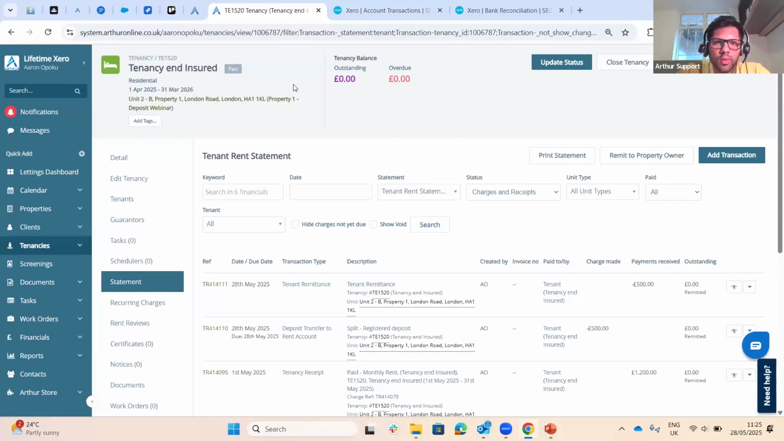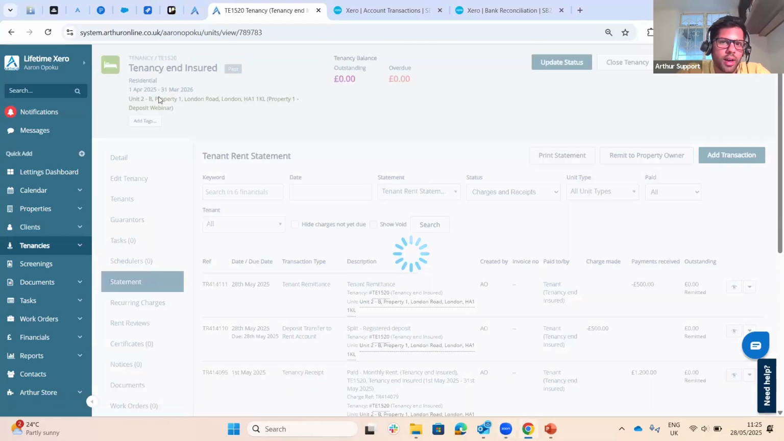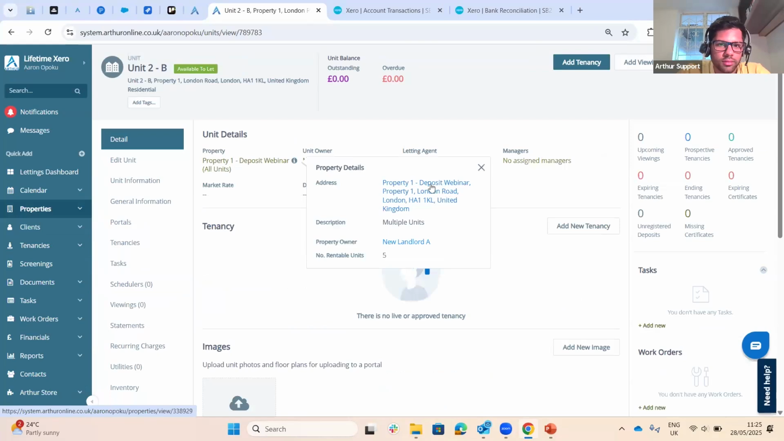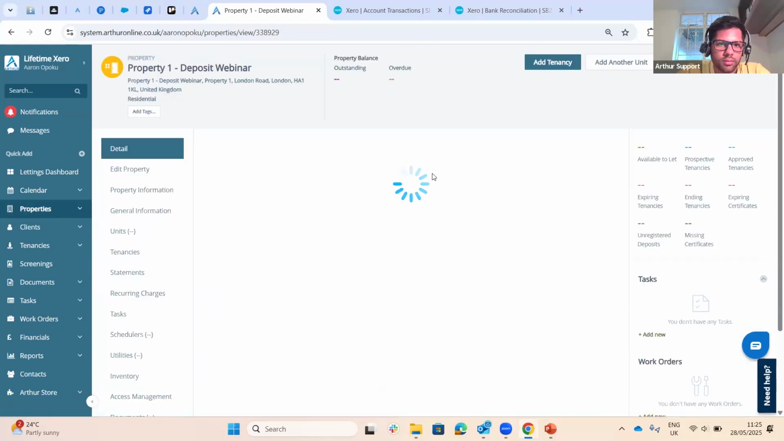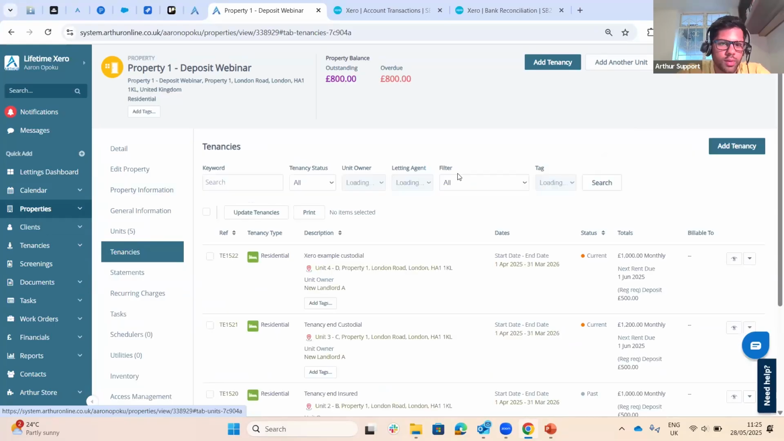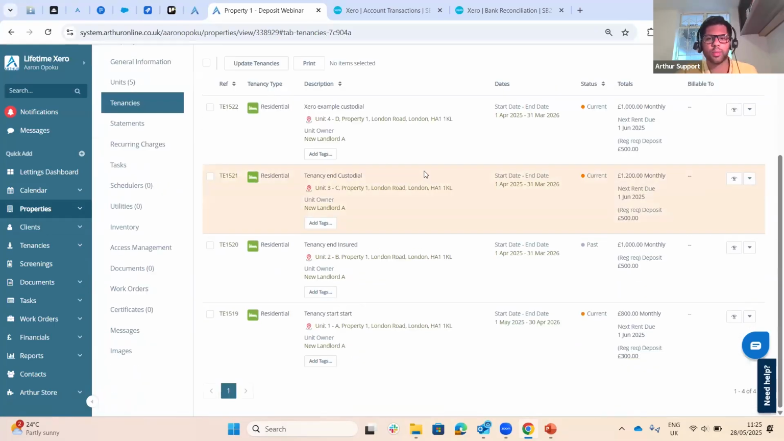We'll now move on to an example of closing a tenancy where the deposit is currently being held in a custodial scheme. So I've got a separate example for that. Okay, just share my screen for that.